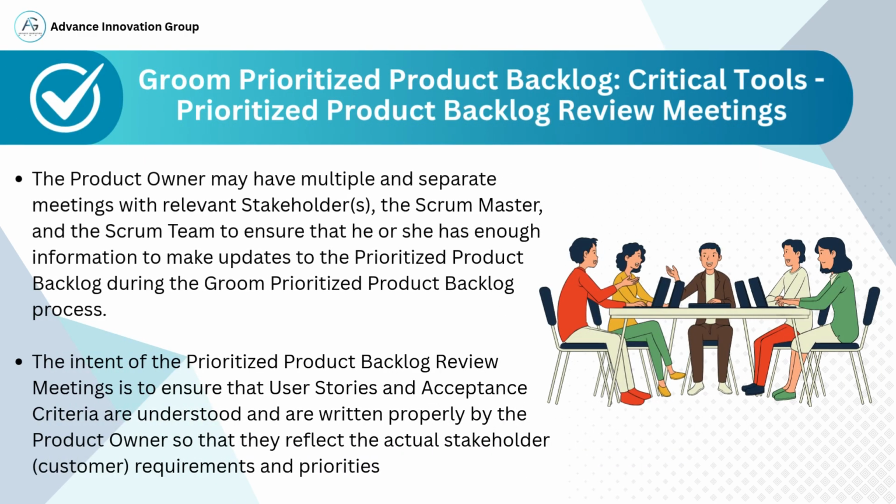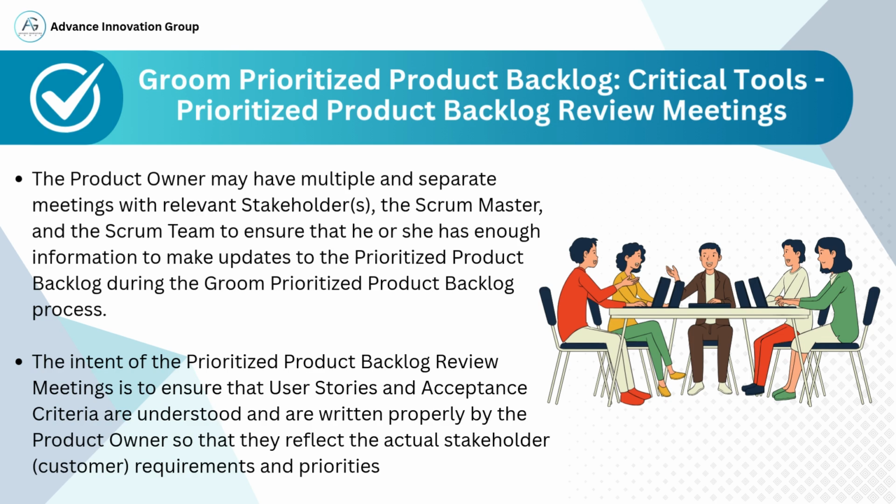This slide highlights one of the key tools used during the grooming process: the prioritized product backlog review meetings. During the grooming phase, the product owner plays a central role, and to perform that role effectively, they must engage with different parties. These review meetings may be held separately with relevant stakeholders, the Scrum Master, and the Scrum team. The purpose of these meetings is to gather detailed and accurate information that enables the product owner to update the prioritized product backlog effectively. What do we focus on in these meetings?